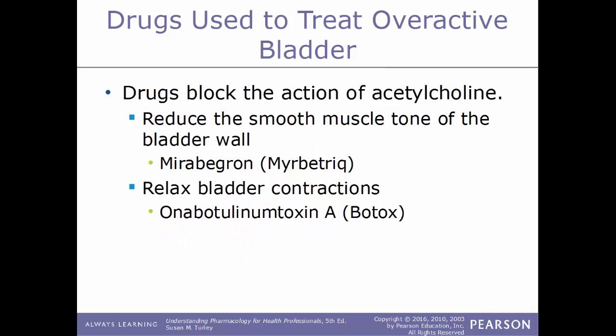Other types of drugs that are used to treat overactive bladder act because they reduce the smooth muscle tone of the bladder wall. An example of this kind of drug would be mirabegron, known by its trade name Myrbetriq. And other drugs can treat an overactive bladder because they relax bladder contractions. An example of this would be onabotulinumtoxinA, also known by the trade name Botox.